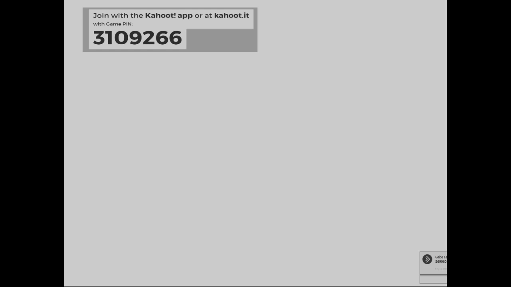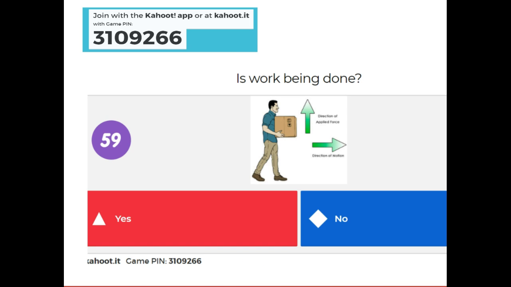So here we go. I'm going to go ahead and send this to you. Is work being done? Oh, good job, Ariana. So we can see we are applying a force upwards and we are moving to the right. Is work being done? Yes or no? The triangle is yes, the diamond is no. If we are pushing upwards but moving to the right, is work being done?